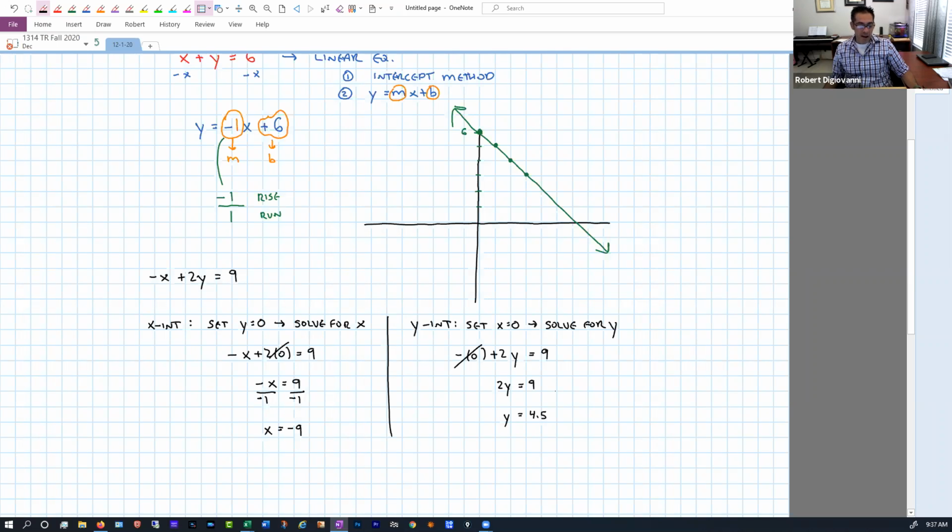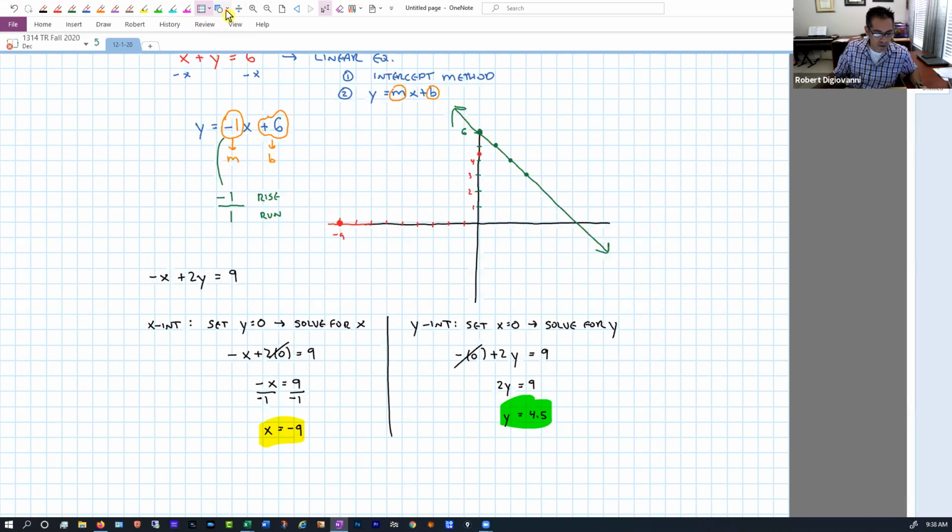So that means that to draw this line, I'm going to have first an x-intercept of -9. So I'm going to put a dot at -9 on the x-axis. 1, 2, 3, 4, 5, 6, 7, 8, 9. Here's -9 over here. Put a dot there. And then my y-intercept, I have 4.5. So I'm going to go up. Let's see, 1, 2, 3, 4. 4.5 is about right there. And I'm going to draw that line.